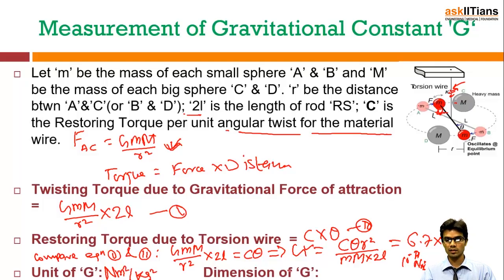The dimension is M L T minus 2, which is the dimension of force, and L squared for the dimension of meter square, and kg to the power minus 2. So this can be simplified as M minus 1 L cubed T minus 2. So this is the dimension of G. This is important, so keep it in mind.